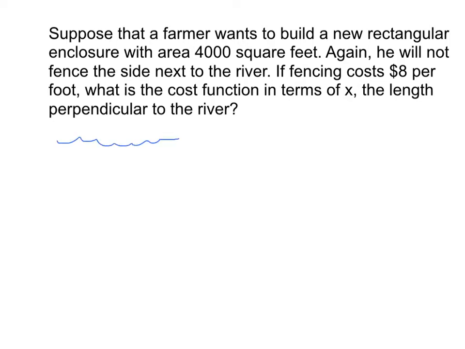So I'll have a little river right there, blue, and I'm going to have three sides of the river. Now I'm going to call one side that's perpendicular x, and I'll have another one that's x. I don't know the side that's parallel to the river, so I'll just give that a name like y. I'll leave it to the side there because I want to figure out, well, what is y?